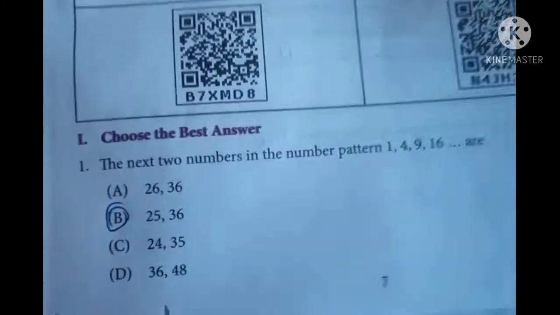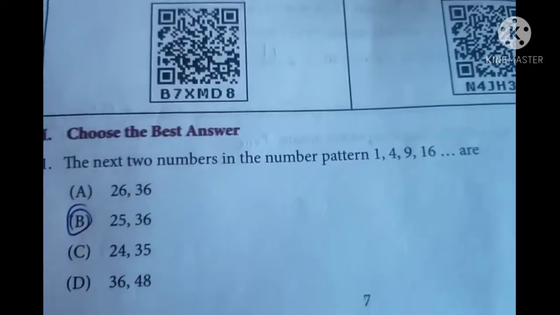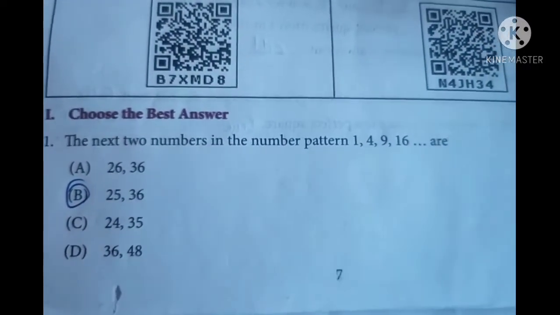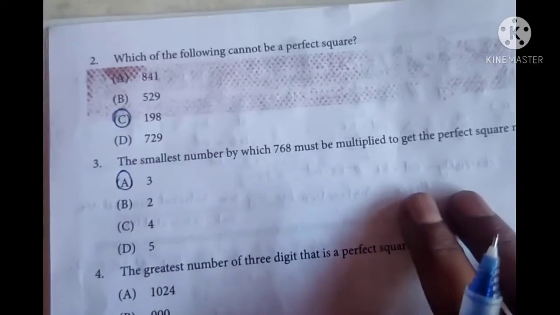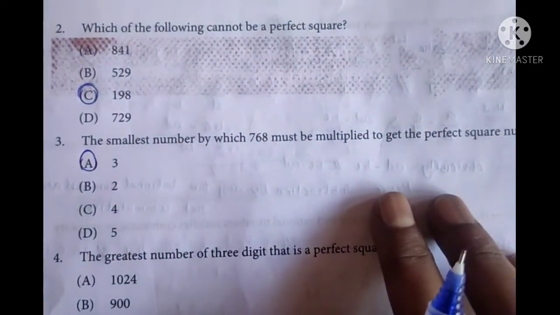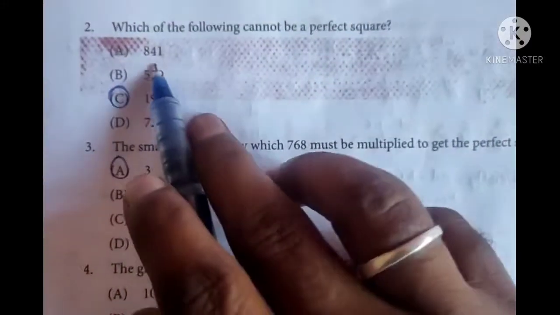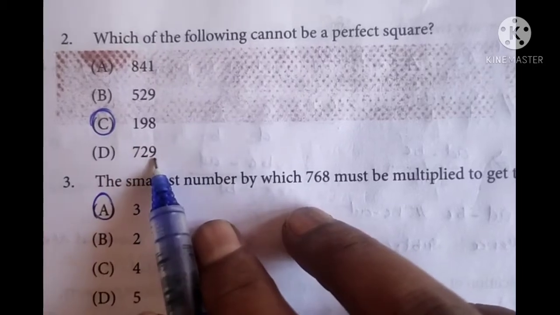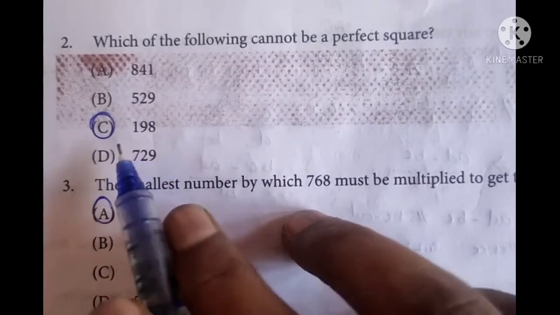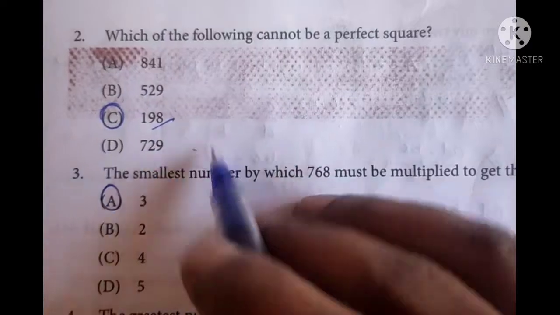Worksheet 2. The next two numbers in the number pattern 1, 4, 9, 16 and so on are 25, 36. Which of the following cannot be a perfect square? 841, 529, 198, 729. 198 cannot be a perfect square.